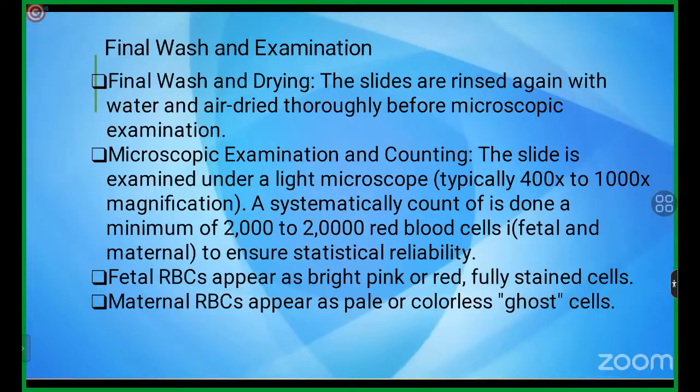Fetal RBCs usually appear bright pink or red and fully stained cells. But maternal cells appear pale and colorless, and they appear as ghost cells, as we've seen in the slide that I had shown earlier.